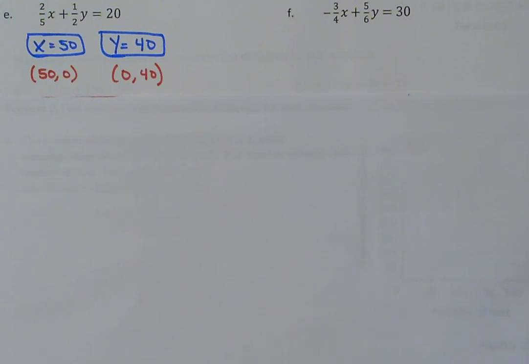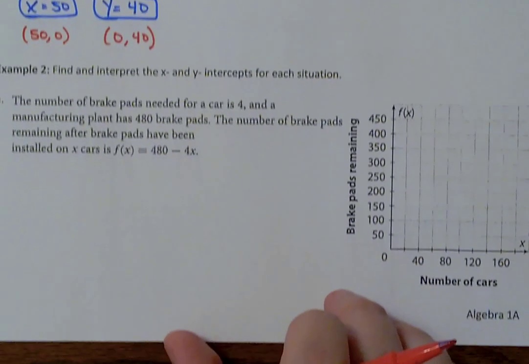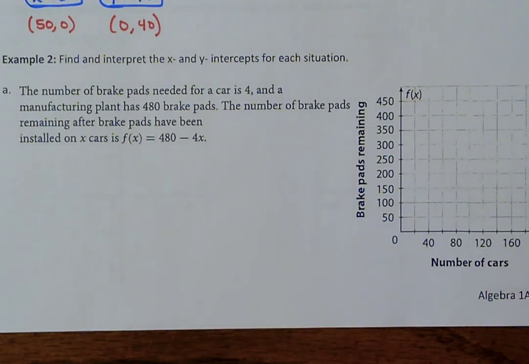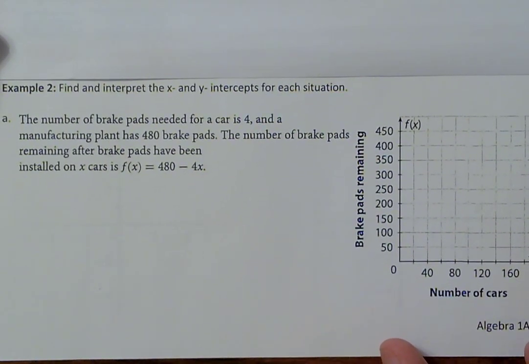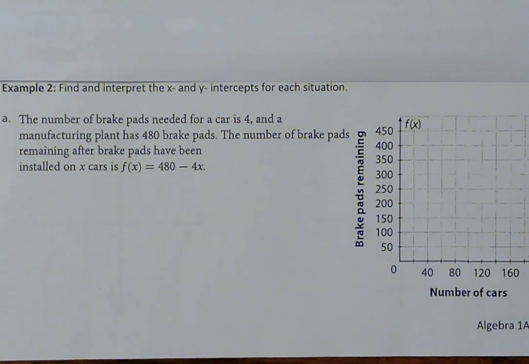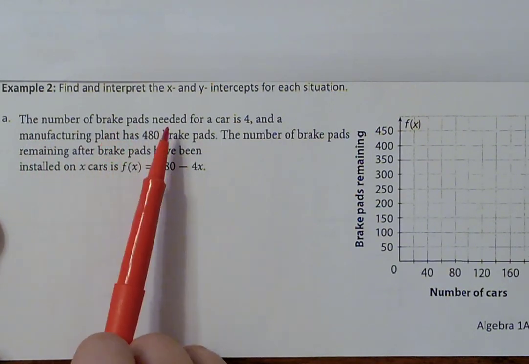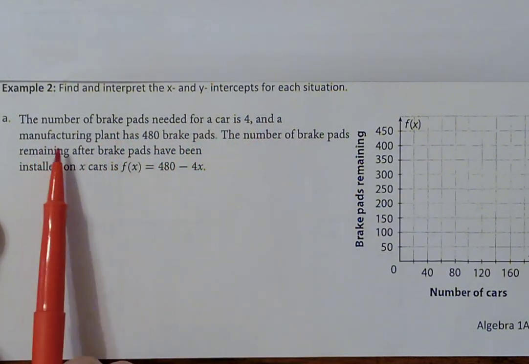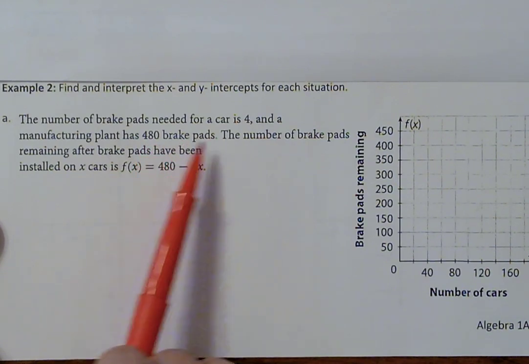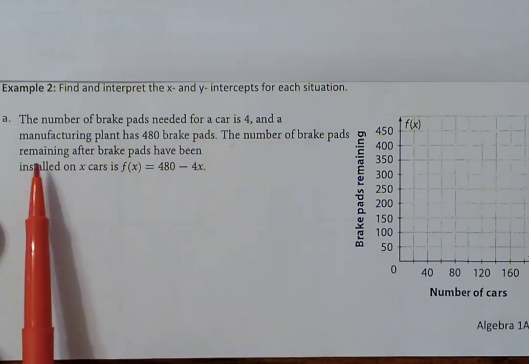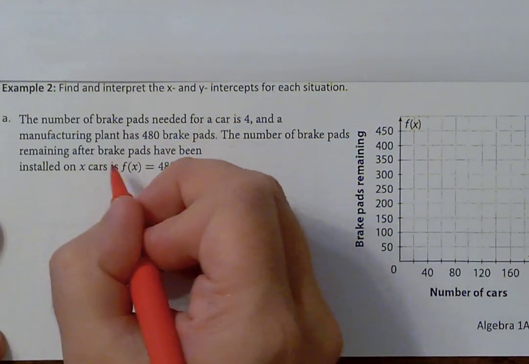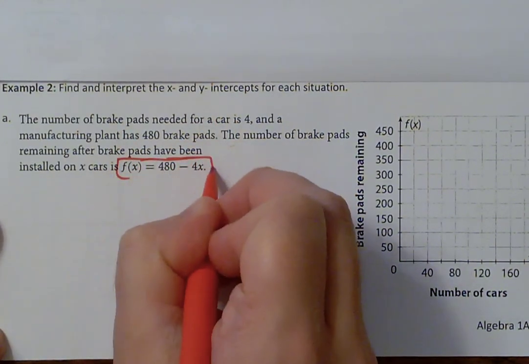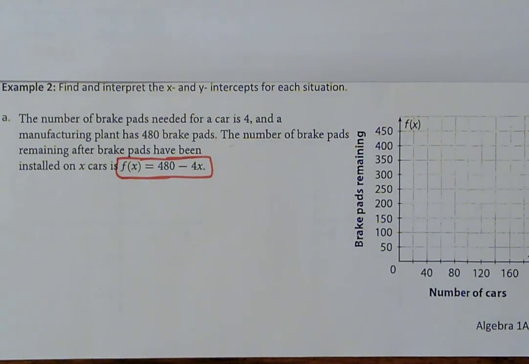Now example 2 is going to ask us to go through and find our x and y intercepts for the situation that they give us, and then go through and interpret what they mean. So, for example 2a, we have the number of brake pads needed for a car is 4, and a manufacturing plant has 480 brake pads. Now, the number of brake pads remaining after brake pads have been installed on x cars is f of x equals 480 minus 4x.